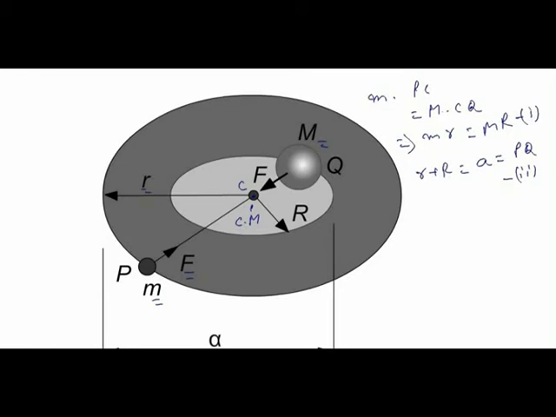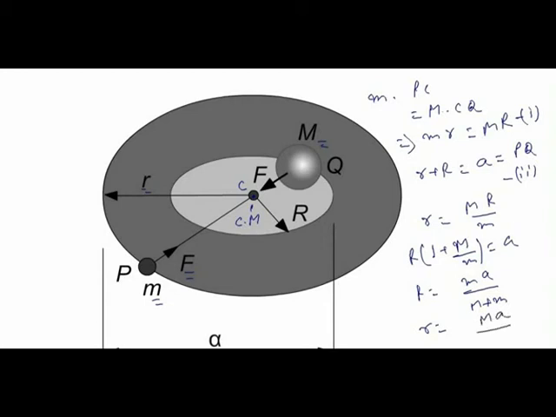So from equation 1 and 2 we can write that R is equal to mr by capital M. So if we put the value of capital R in equation 2, we get r into 1 plus m by M is equal to a, or r is equal to Ma by m plus M. Similarly, we can get small r is equal to ma by m plus M. Now let's say this is equation 3 and this is equation 4.